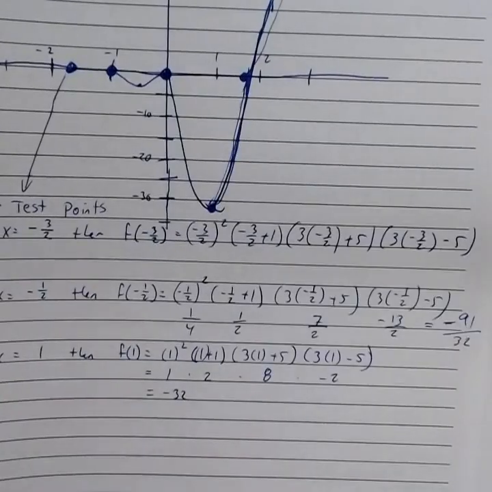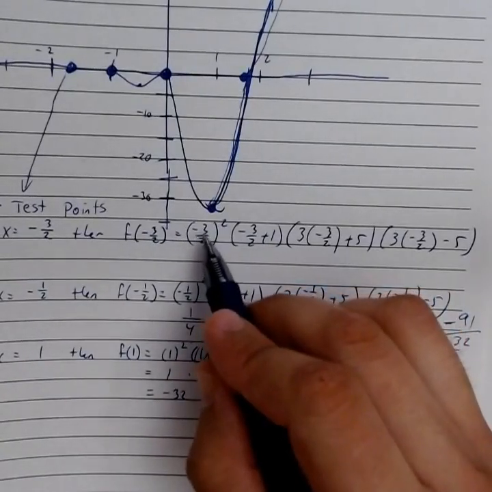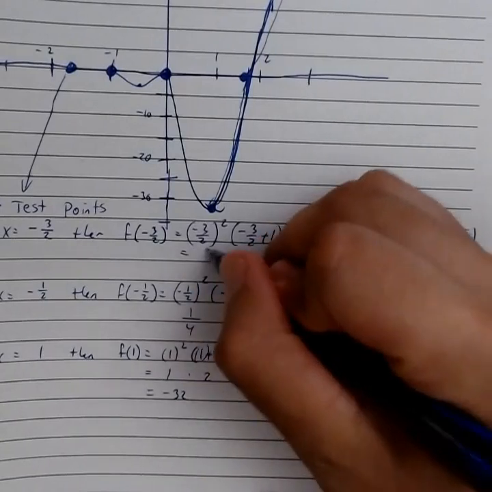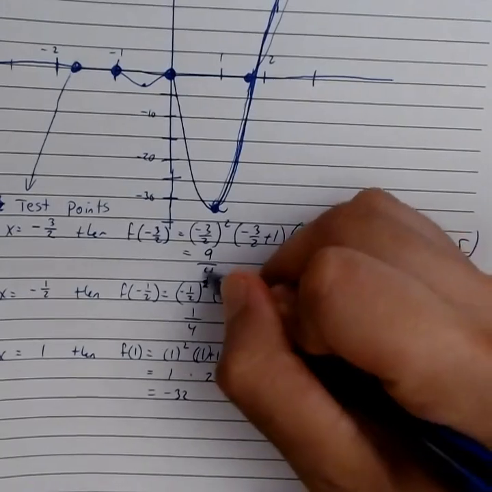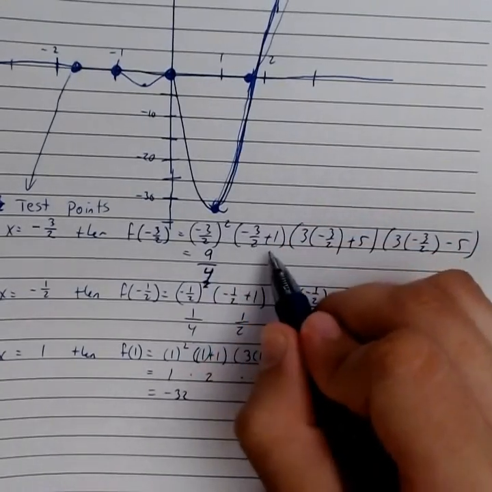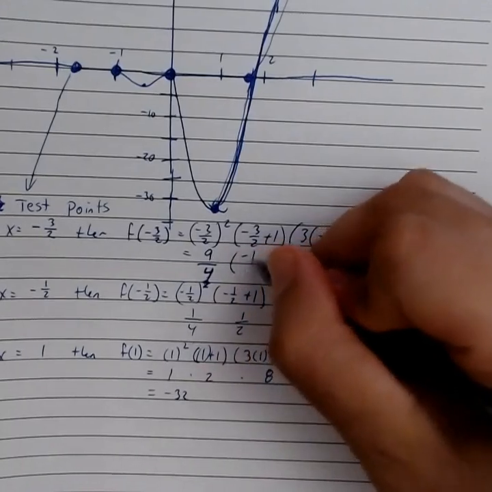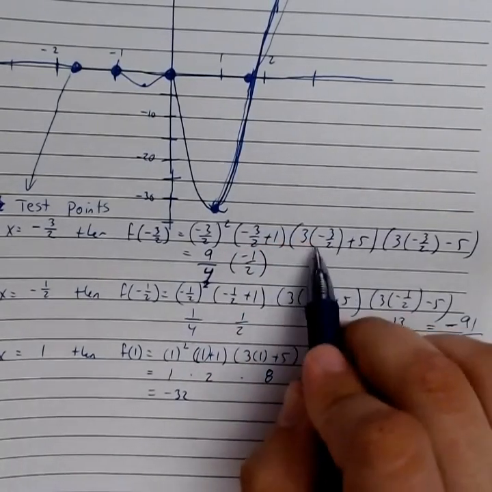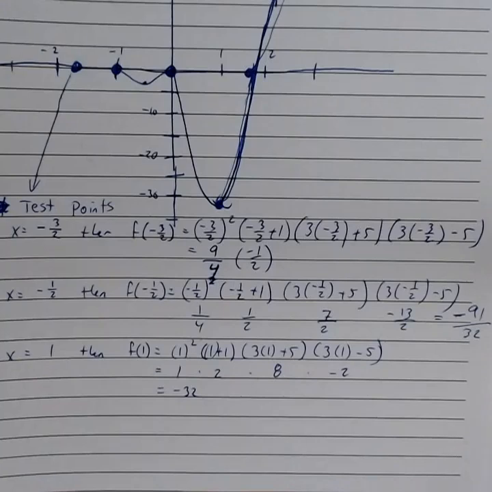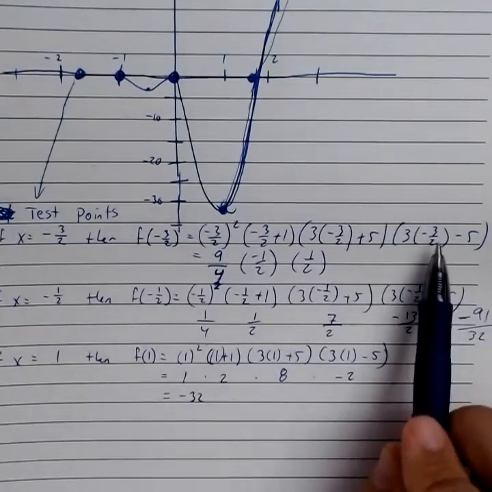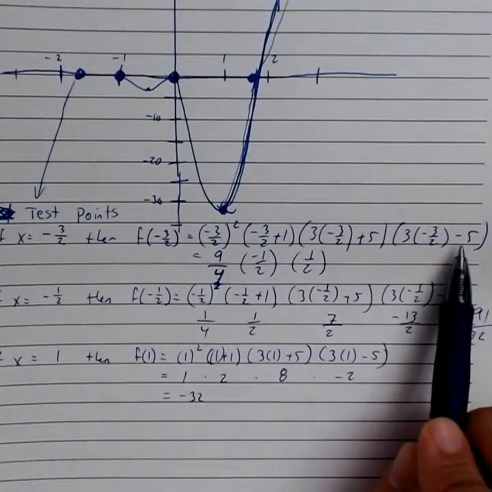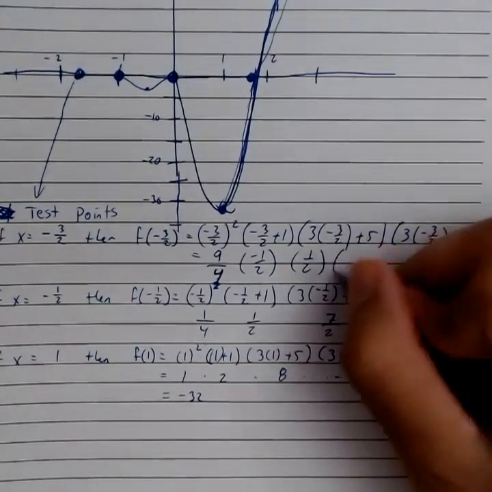Okay, so negative 3 halves squared, negative 3 times negative 3 is positive 9. 2 squared is 4. Negative 3 halves plus 1 is negative 1 half. Negative 3 halves times 3, that's going to be negative 9 halves. Negative 9 halves plus 5, that's negative 9 halves plus 10 halves. That's just going to be 1 half. And that's also negative 9 halves minus 10 halves is negative 19 halves.